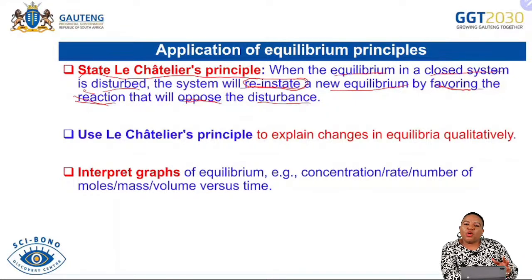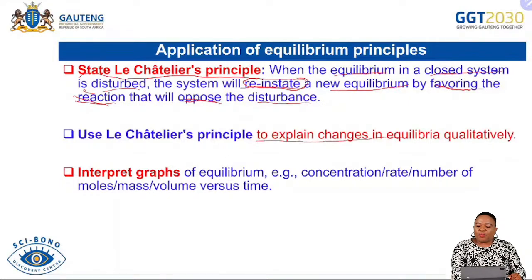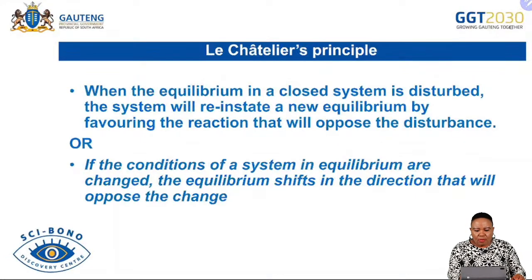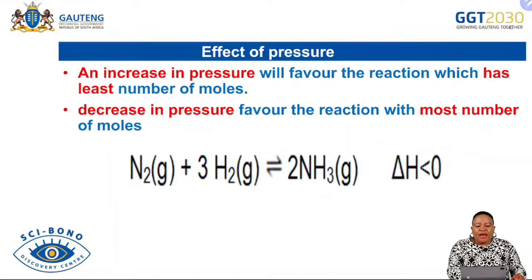We have seen that when you increase pressure, you are going to favor the reaction with fewer moles. When you decrease pressure, you are going to favor the reaction with more moles. So we are going to use Le Chatelier's principle to explain the changes at equilibrium, and also we are going to use the graphs in order to look at what will happen at equilibrium if there's a change. So let's look at it.